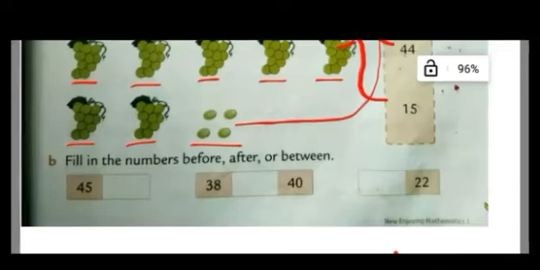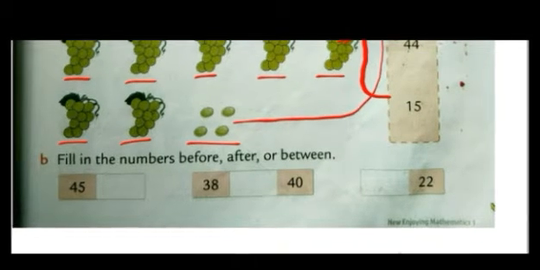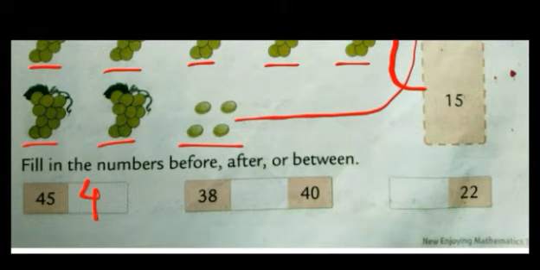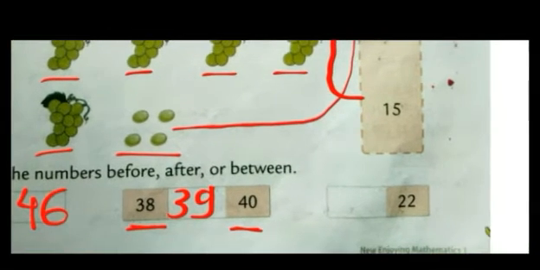Fill in the numbers before, after, or between. We have already studied before, after, and between. Let's do it. What comes after 45? 46. Now here we need to tell the number that comes between 38 and 40. So you can just see the number that comes after 38. That is 39. Okay. What comes before 22? 21. So this is the way how you find out numbers after, before, and between.